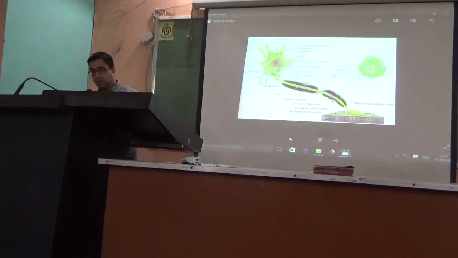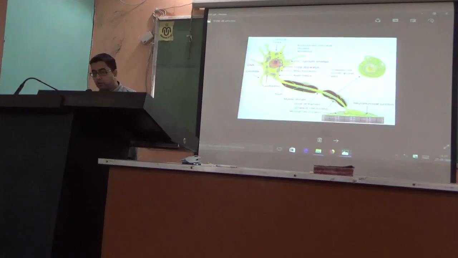Just show you. You can see here, this is the axon hillock, the tapering part which is arising from the neuron. As you can see, the arrow is the axon hillock. This is the axon hillock, the tapering end.